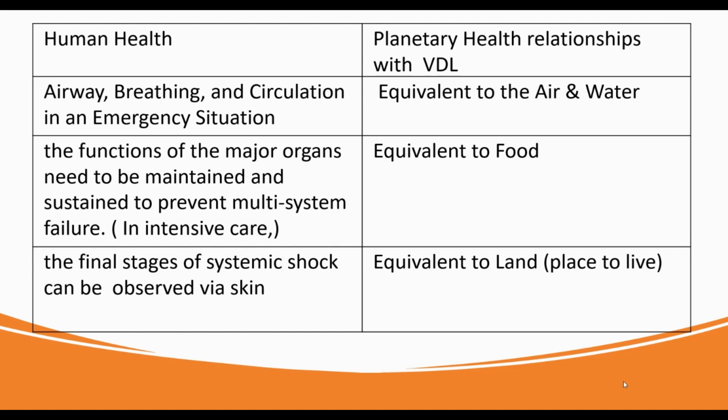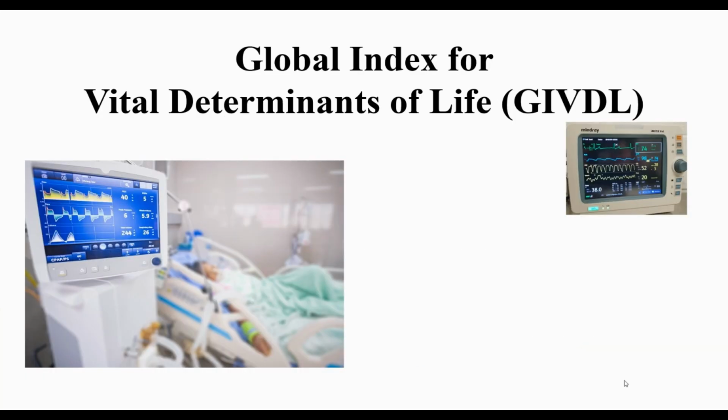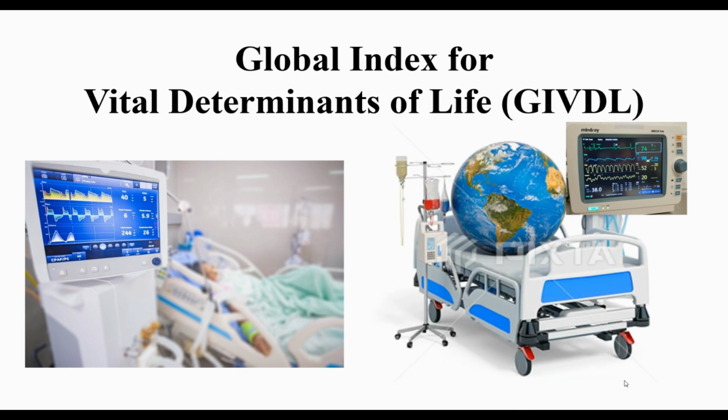These four vital determinants of life can be used to monitor planetary health. Our proposed global index of vital determinants of life is an analogy to multiparameters used in ICU patients to detect changes in vital signs. Planetary health needs a tool analogous to multiparameter monitors in ICU.